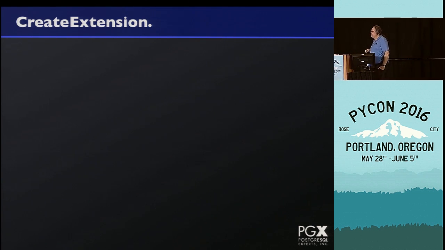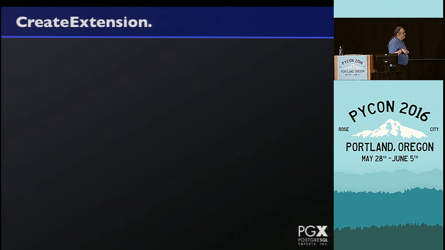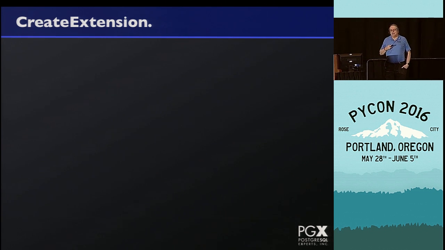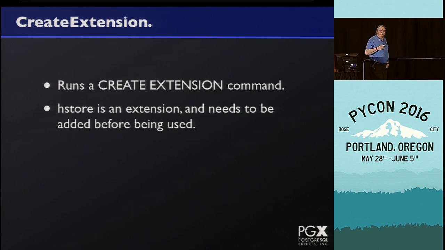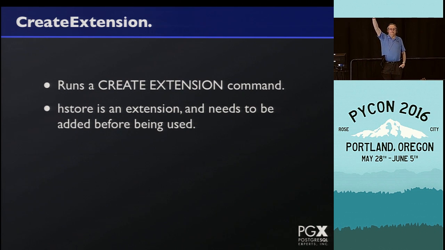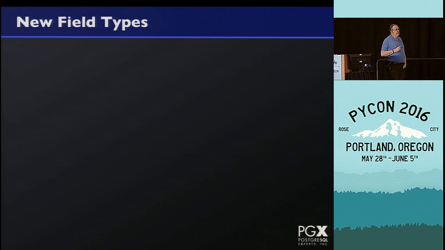Similarly, to get other things working, you'll need CreateExtension. For example, if you're using hstore, who's using hstore in production? Still a lot of people. So to do that, you need to create the hstore extension in your Postgres database, and the CreateExtension migration operation will do that for you. One problem with hstore is it does have a query to every connection to the database, which is kind of annoying.